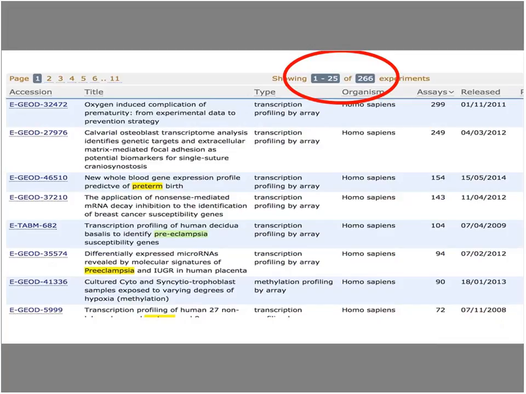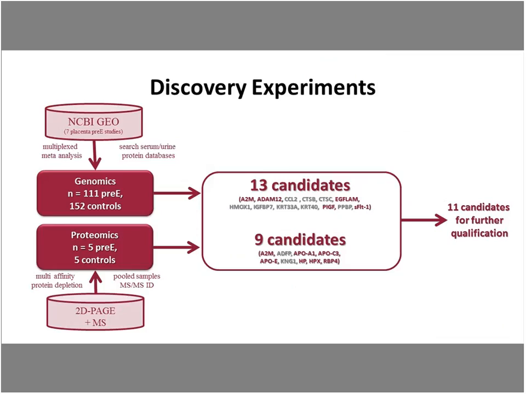So if you just search the repositories for preterm birth and preeclampsia, again, we're going to start with the data. You can see just how many experiments are out there using preterm birth preeclampsia. 299 in the first one, 249, 154, 143. So many experiments with already the data sets run. These are digital repositories. We download the best of these, and we start to do a kind of experiment. So we start with NCBI-GEO. That's this repository, the Gene Expression Omnibus.